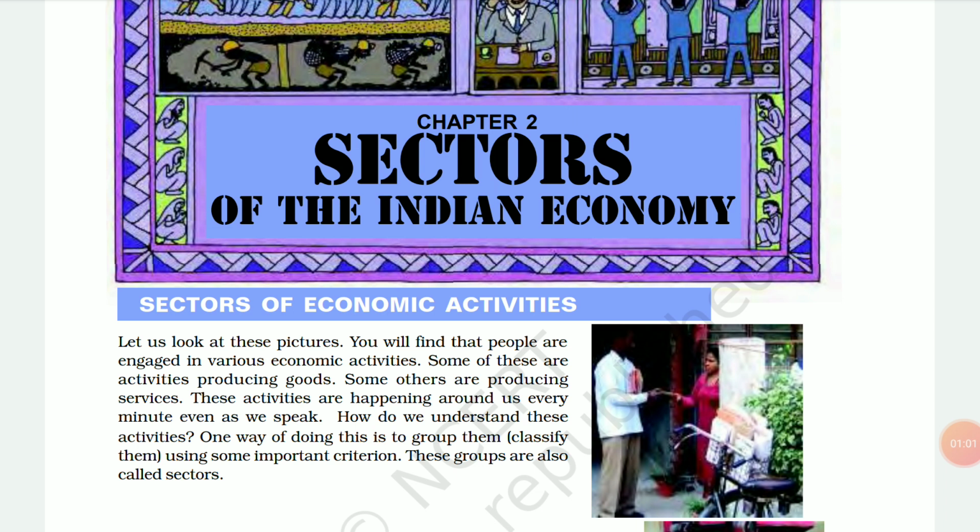So let us start. Sectors of economic activities. Let us look at these pictures. You'll find that people are engaged in various economic activities. Some of these activities are producing goods, some others are producing services.